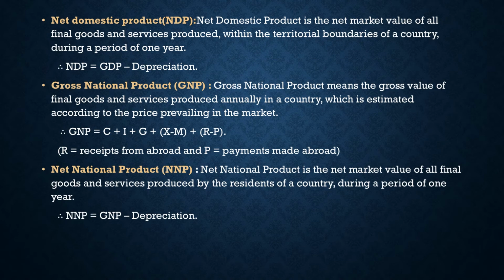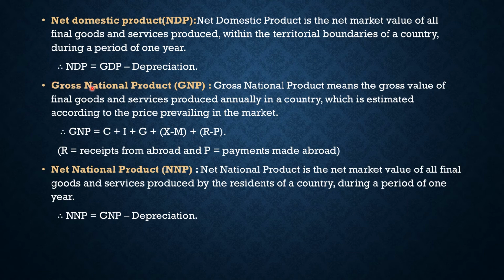Next, net domestic product. I think the concept is a little bit clear for you. Net here means simply we will deduct depreciation. From the formula itself it is clear. Net domestic product equals gross domestic product minus depreciation. And the definition is the same. Net domestic product is the net market value of all final goods and services produced within the territorial boundary of a country during 1 year minus depreciation.